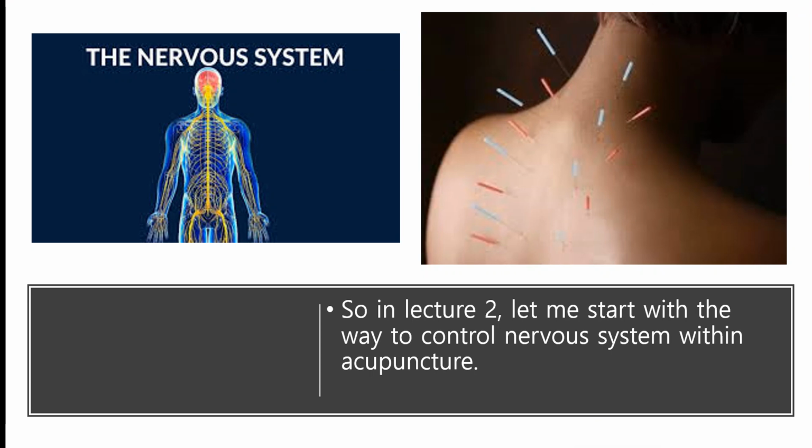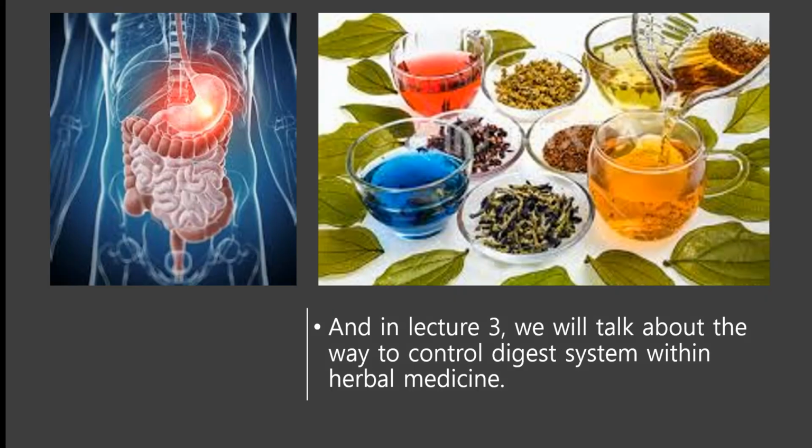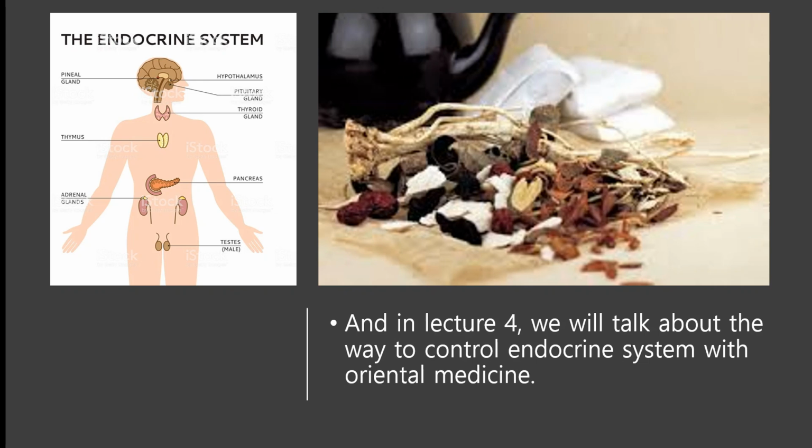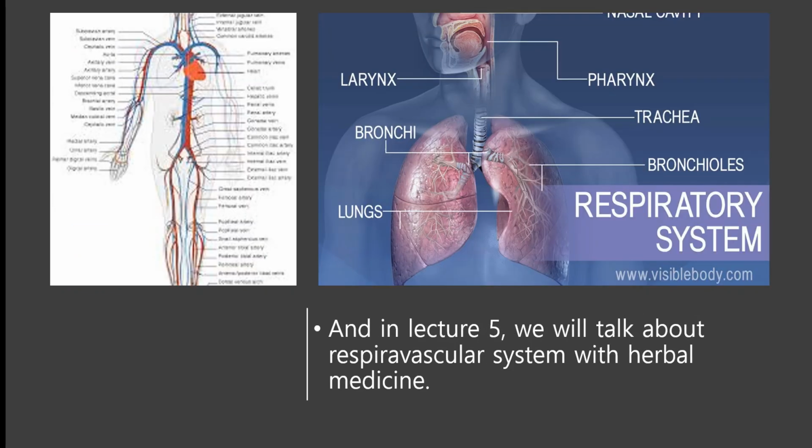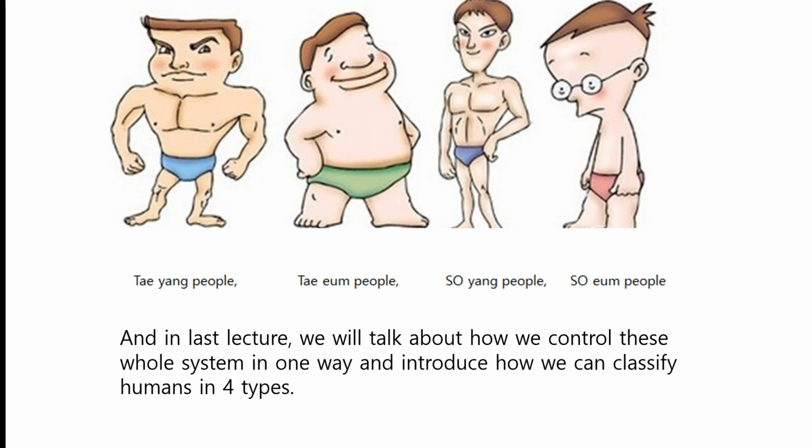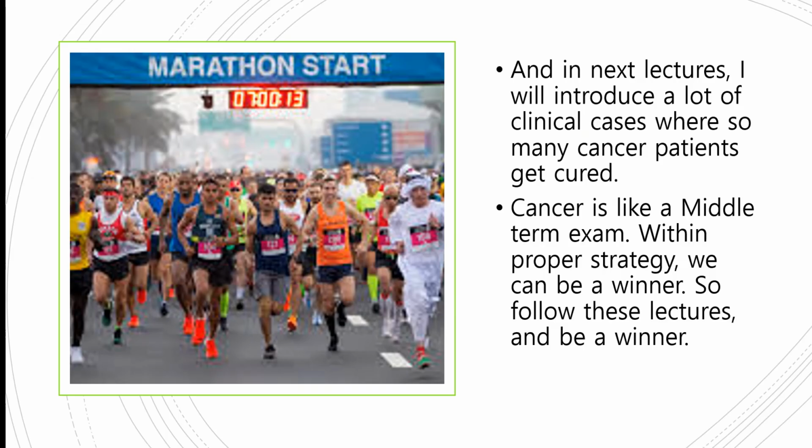So in lecture 2, I will start with the way to control the nervous system with acupuncture. And in lecture 3, we'll talk about the way to control the digestive system with herbal medicine. In lecture 4, we'll talk about the way to control the endocrine system with oriental medicine. In lecture 5, we will talk about the respiratory and vascular system with herbal medicine. In the last lecture, we'll talk about how we control this whole system in one way and introduce how we can classify humans into 4 types.